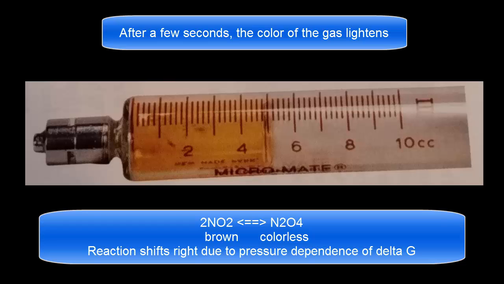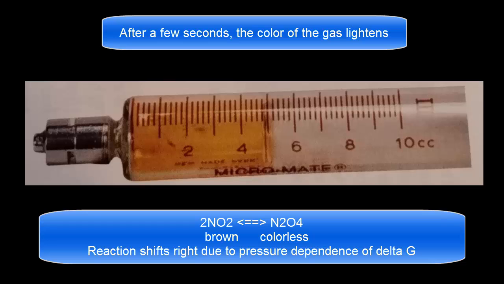Now, in Chem 1A, this process was explained in terms of Le Chatelier's principle, which says that when an outside stress is put upon an equilibrium, the equilibrium system reacts in such a way as to minimize that stress. But now we're going to explain this observation in terms of delta G.